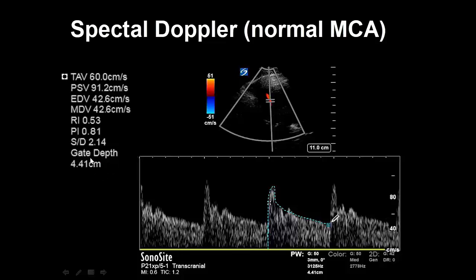You'll notice also the PI here, which stands for the pulsatility index, which is an index of the peak systolic velocity minus the end diastolic velocity over the mean velocity. We'll talk more about the pulsatility index when we talk about cerebral circulatory arrest and raised ICP. The mean velocity here is also used very importantly to assess for vasospasm.